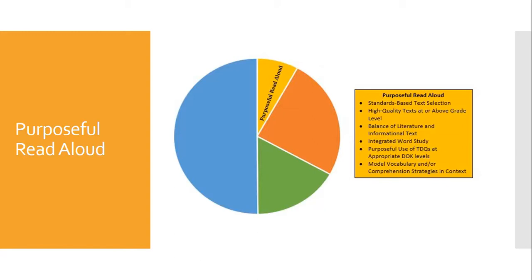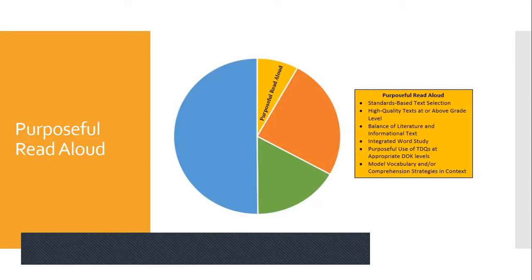So it should be standards-based text selection here, high quality text. We want a balance of literature and informational. We want there to be pieces of that word study. We're still going to include some text-dependent questions, and we're going to model vocabulary. And as we know, across our county, vocabulary tends to be one of our weaker areas. So this is a great opportunity to embed this and include this to help our students.